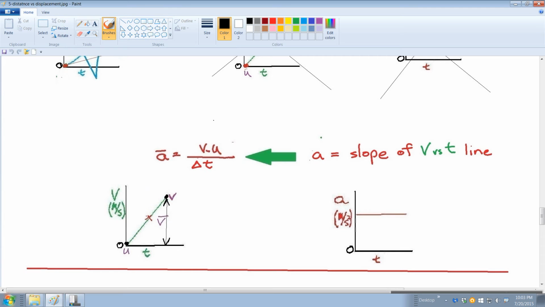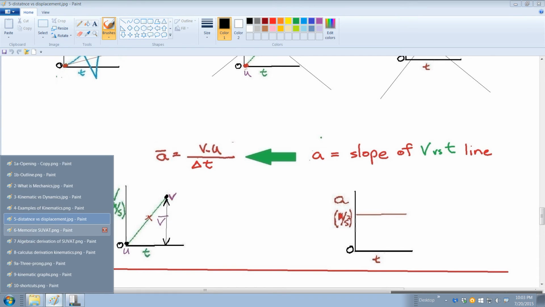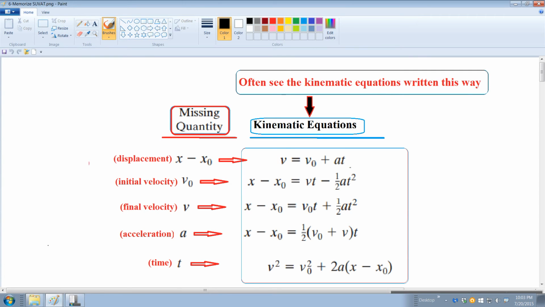Okay. So let's get into the actual kinematics. Why is the SUVAT equation superior?